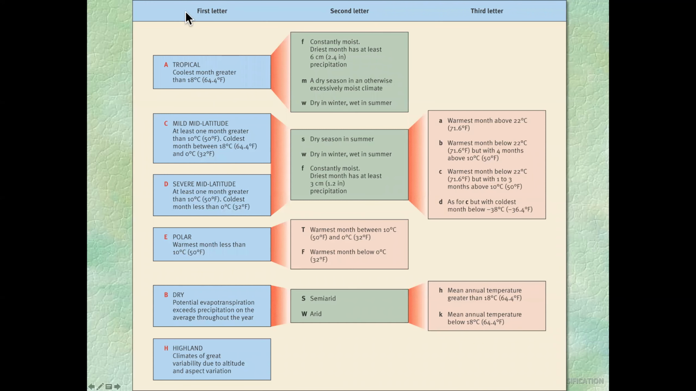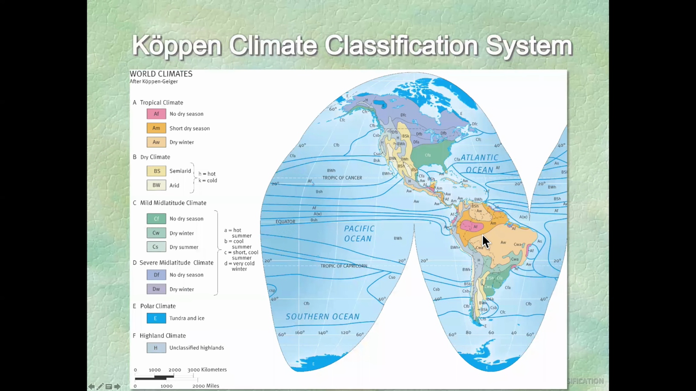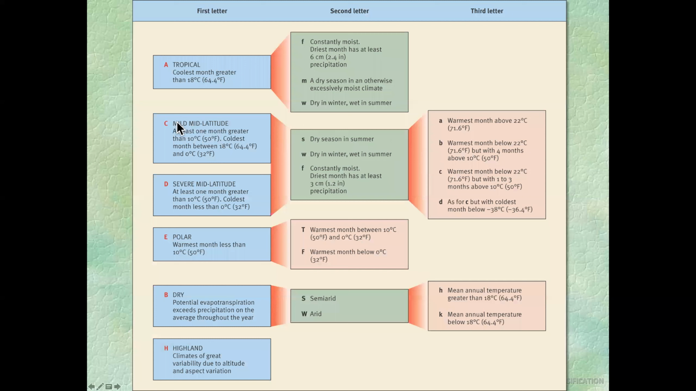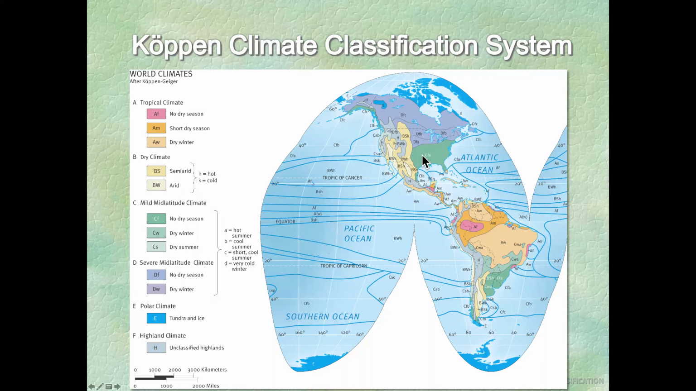And this is what the first letter means, what the second letter means, and what the third letter means. And this is a map, from the Western Hemisphere. Notice where you tend to find, in the United States, we have Cfa, most of the US. That means mid-latitude mild climate, consistently moist, with the warmest month above 22 degrees. Cfa. And that would be this right here. You can sort of decipher it for all the other climates.